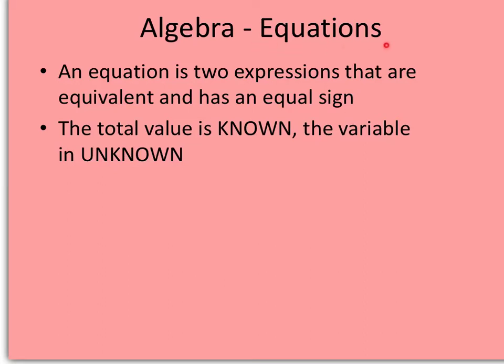So an algebra equation is made up of two expressions and has an equals sign in the middle. An expression has letters, numbers, and operations. So n plus 6 is an expression. We've worked with these. We can substitute values in for n and then get a value for this. An equation is where you have an expression like n plus 6 and it equals something.